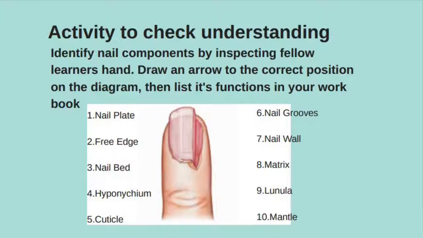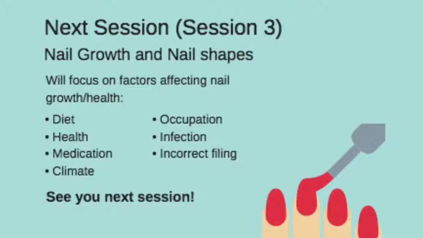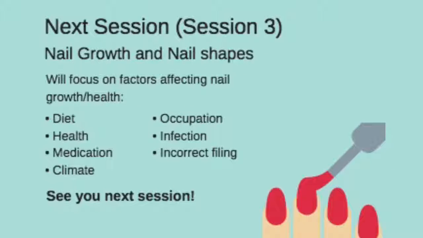This activity requires you to check a fellow learner's hands to identify the location of nail components. Draw arrows to the correct positions and list their functions in your workbook. In our next session, we'll look at nail growth and nail shapes, and we'll focus on factors that affect nail growth and health. Factors such as diet, health, medication, climate, occupation, infection, and incorrect filing.